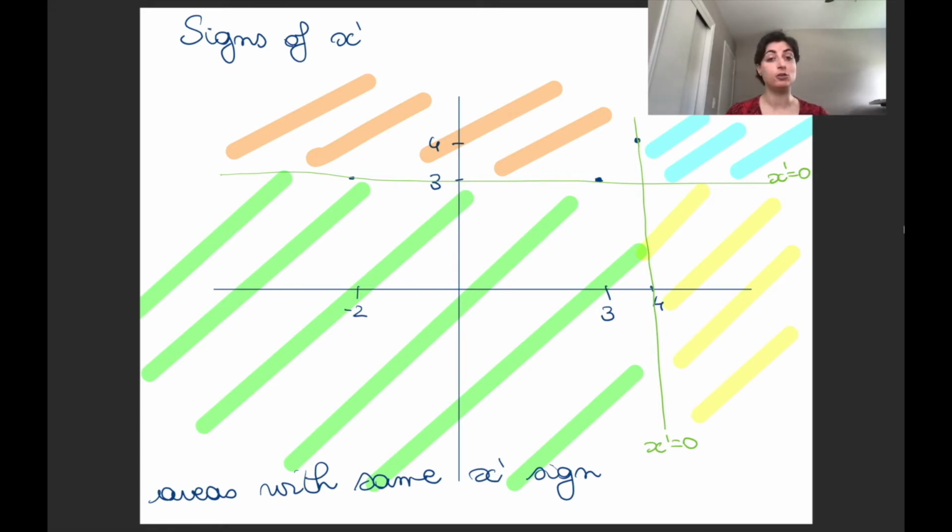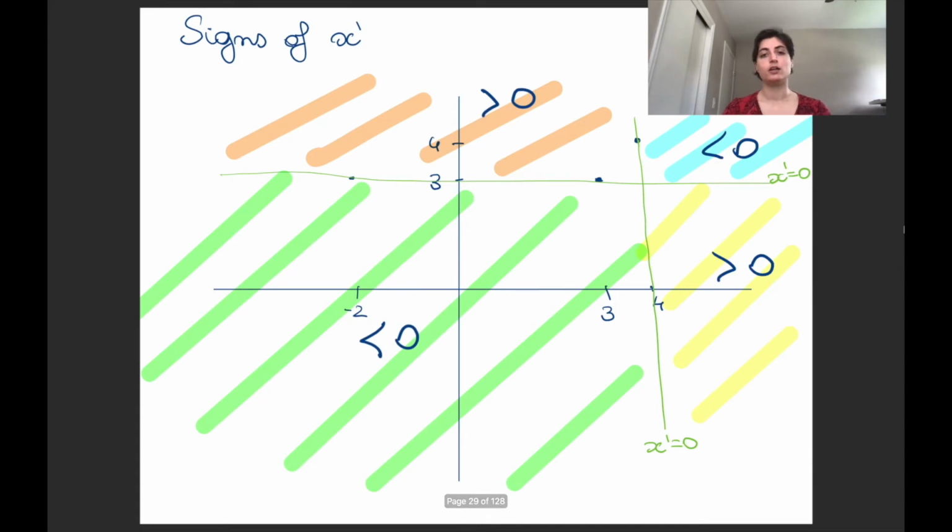Why is that? Because of continuity. If the value of x prime is something in one of these areas and you move inside that area, it's not going to cross 0 because it only crosses 0 on the null lines. So inside any area bounded by null lines, the sign of x prime is constant. Now I can pick any point inside these 4 areas and determine the sign of x prime. You can do it however you want. For example, in the green area, you pick 0, 0 and just check the sign. And you can pick one point in each of these areas to determine the sign.